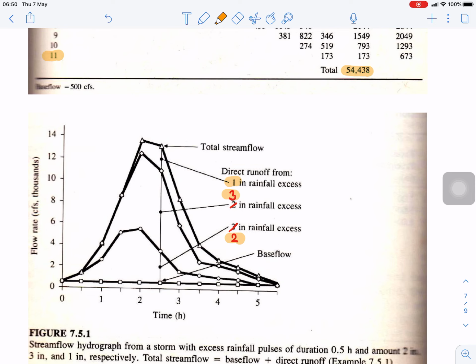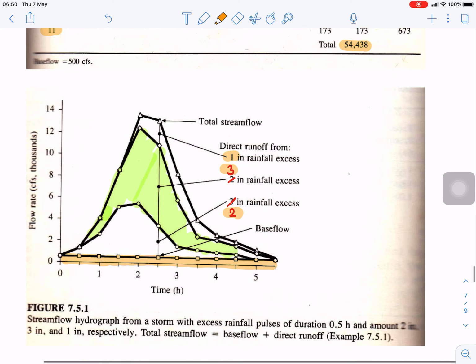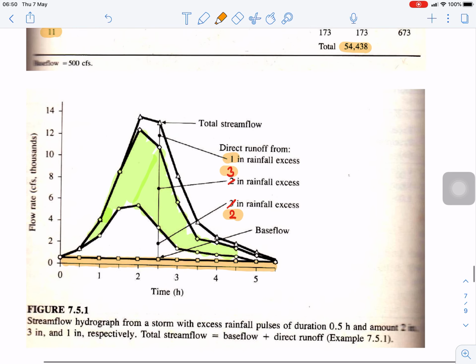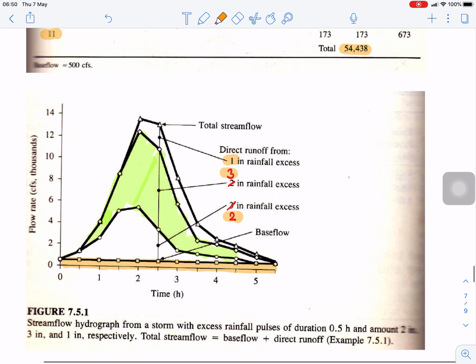So we got this for the third inch, this part, and this part for the base flow. Okay, so we make a summation, and we get the stream flow hydrograph.